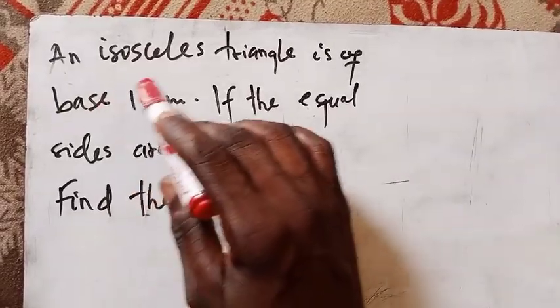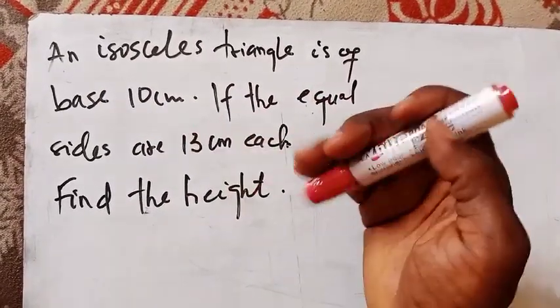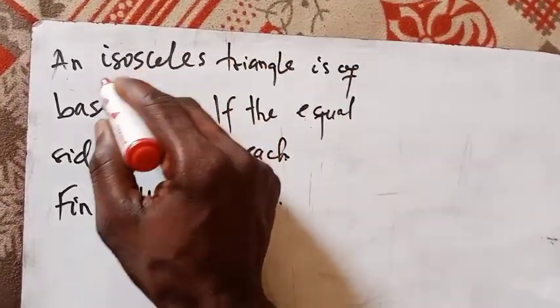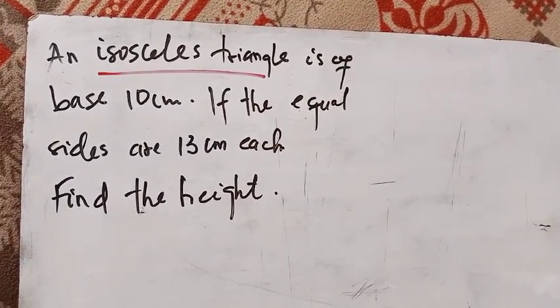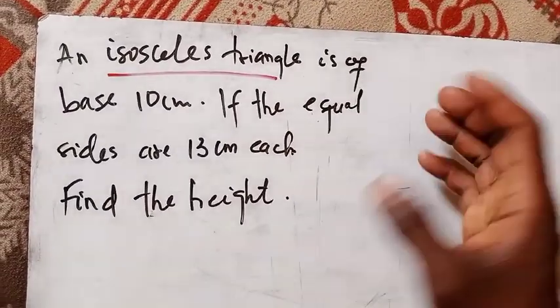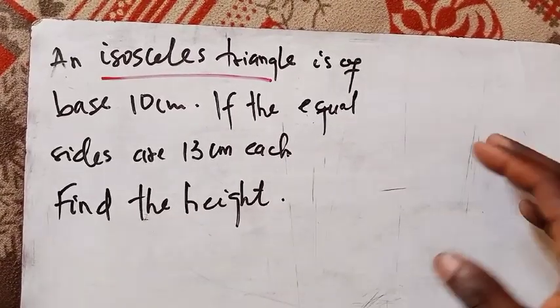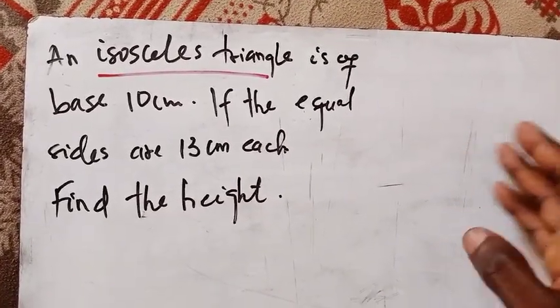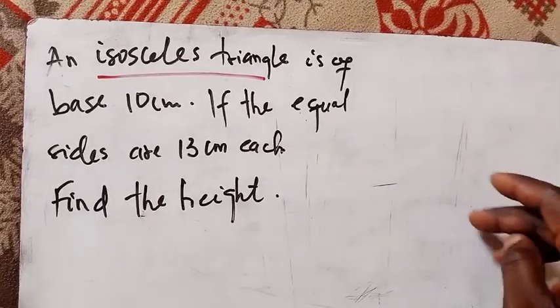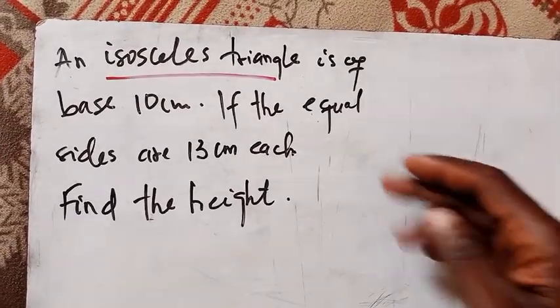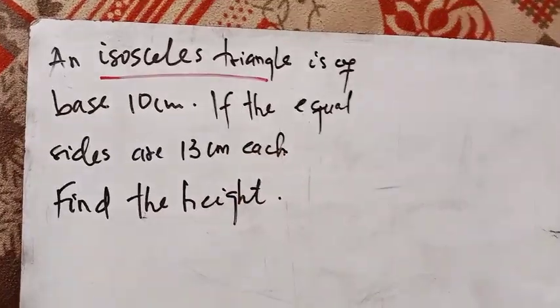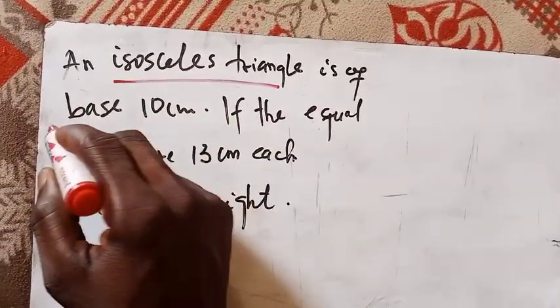Now we have an isosceles triangle of base 10. The key thing here, you must first of all know what an isosceles triangle is, right? That's just a name. What it means is two sides of the triangle are equal, and I'll draw that in just a second. So two sides of the triangle are equal for sure. The sides are equal, and the angles are also equal. It's of base 10. So you should also know the base of a triangle, right?